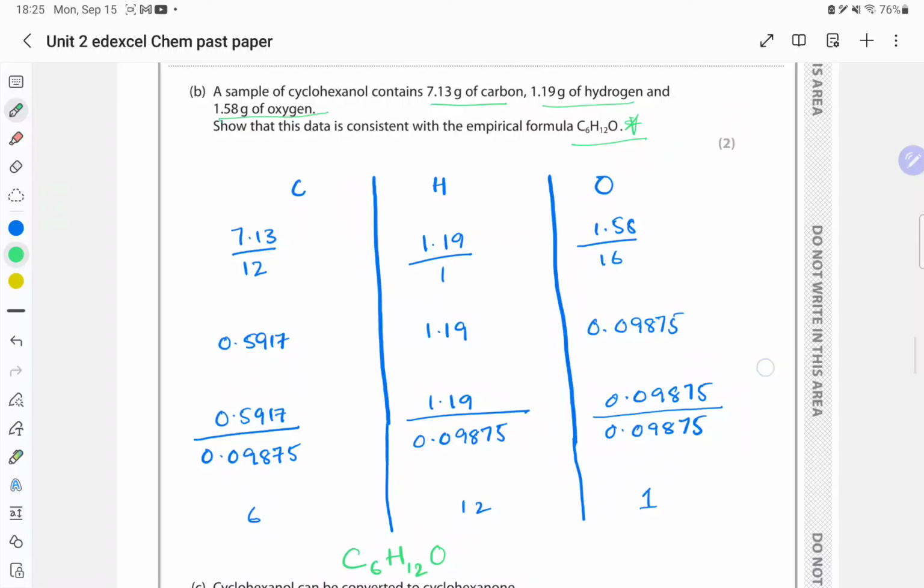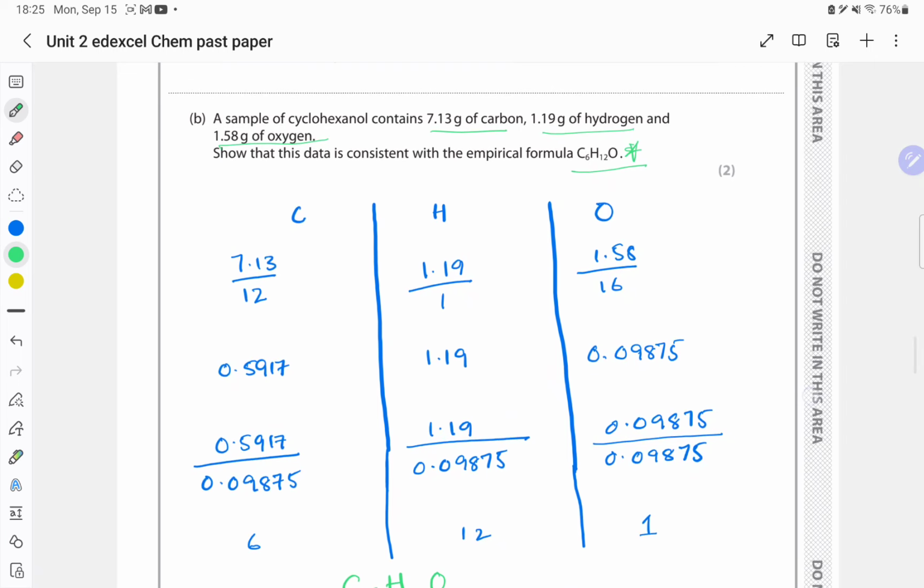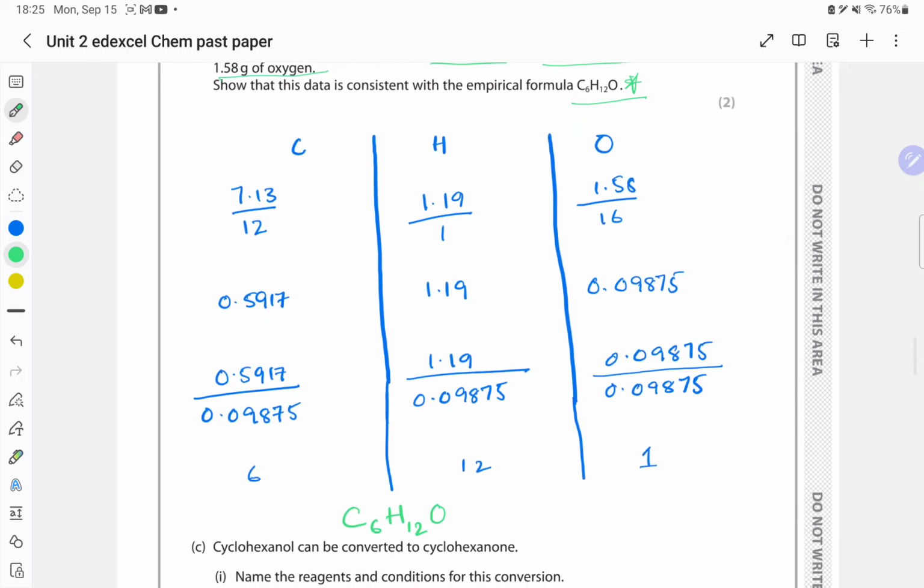Everyone knows how to calculate the empirical formula. The 3 elements are placed in different columns, and the mass of carbon is given, that is 7.13, divided by its relative atomic mass, and then the relative atomic mass of hydrogen, and oxygen is 16. So every element is going to be divided by its relative atomic mass, and then we have got these values.